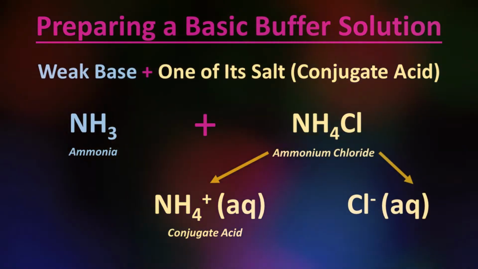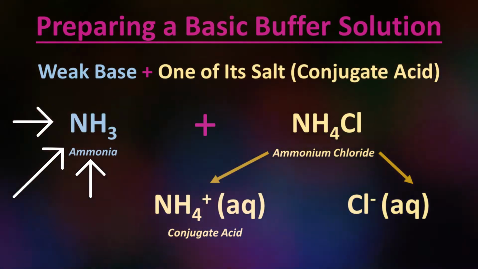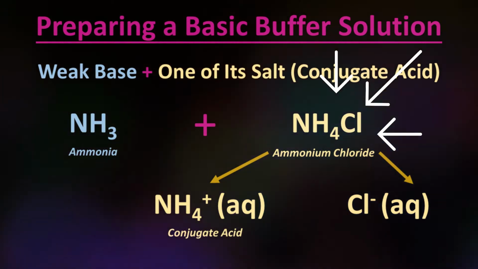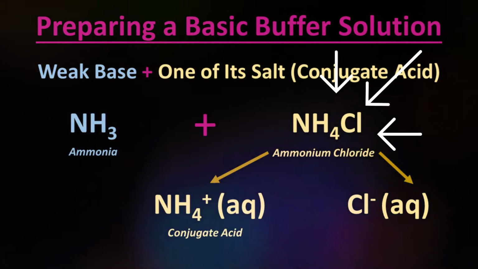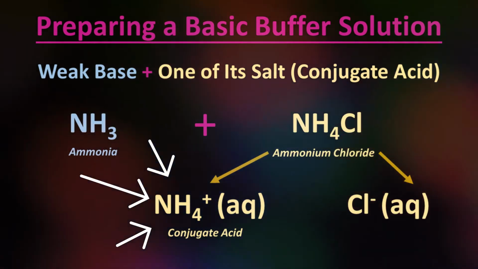We look at the word basic, which means that we need a weak base. For example, we use ammonia and we add one of its salts, which is ammonium chloride. Ammonium chloride will dissociate completely to form ammonium ion, which is the conjugate acid of ammonia.